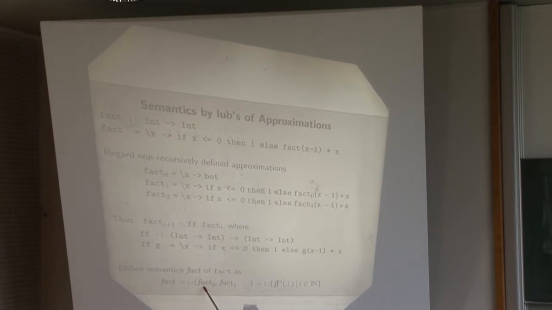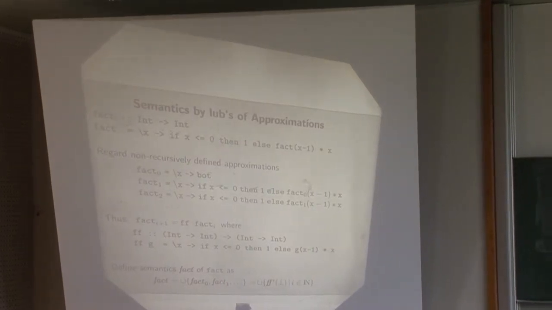So if you take fact 0, fact 1, fact 2, and so on, we have a chain. It's a chain of functions because they get more and more defined, and we take the least upper bound of this chain. This is supposed to be the semantics of this original Haskell function fact. So this is one way of defining the semantics: generate these approximations, and then take the limit of these approximations, the least upper bound. And this is the semantics of fact.